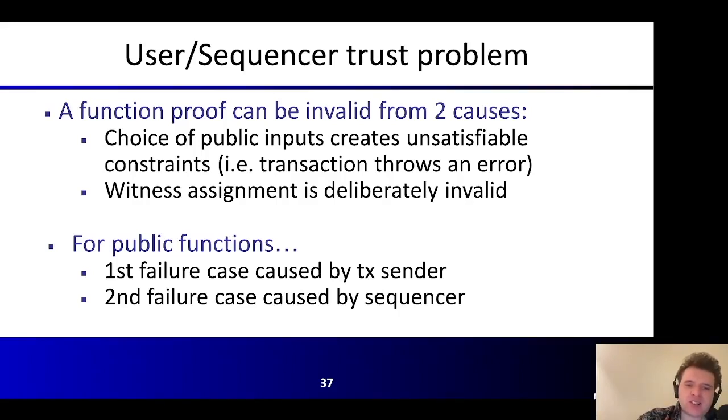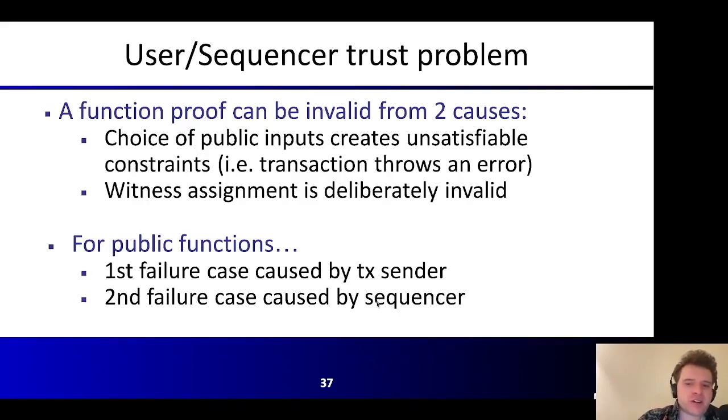We could rule out case two for private functions because a user would be sabotaging themselves if they did this. However, for public functions, things are more complicated because the first failure case will be caused by the transaction sender giving transaction input that makes the function throw.